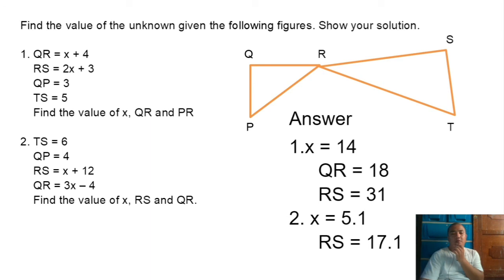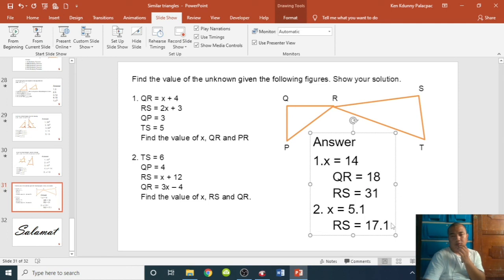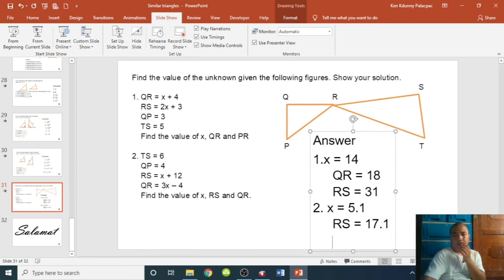No, wala na, hindi na included. So let us just answer this orally. For QR, 3 times 5.1 minus 4 is 11.3. So QR is equal to 11.3.